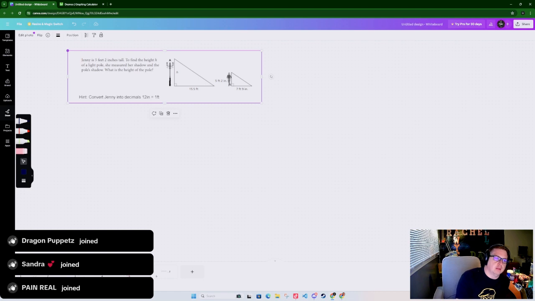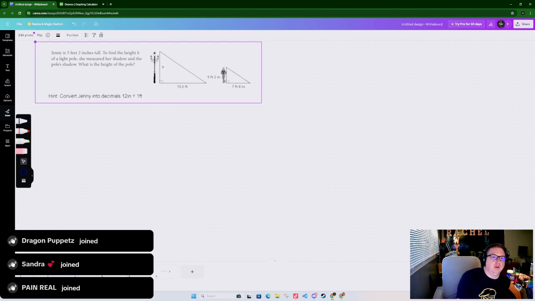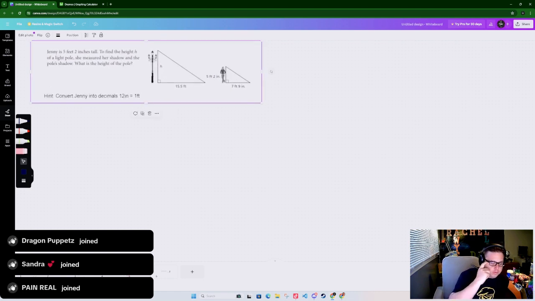So let's talk about this one. Story problems are very arbitrary. They're written almost the same all the time. They're going to give you some story, they're going to put some numbers in, and the last sentence in each of these story problems is probably where the question is, most times. Now, our problem is, Jenny is 5 feet 2 inches tall. To find the height h of a light pole, she's measured her shadow and the pole's shadow. What is the height of the pole?